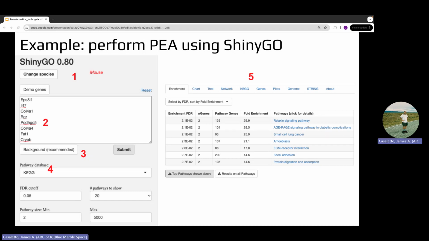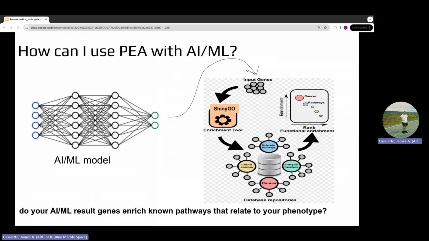How can I use pathway enrichment analysis with AI and ML? The graphic in the slides shows how you might do that in biomedical research in general. The AI/ML model will presumably give us as its output a list of genes which are associated with a response or phenotype. Taking this list of genes and plugging them as input into a pathway enrichment tool, such as ShinyGO, will provide a list of pathways which are significantly enriched by those genes.